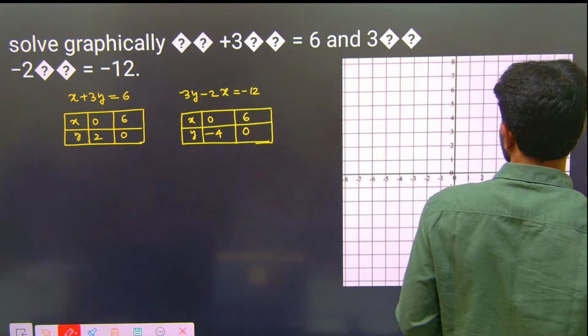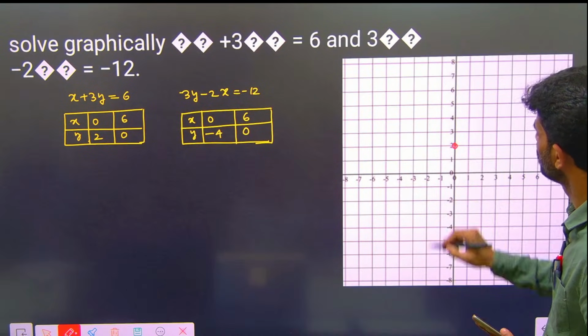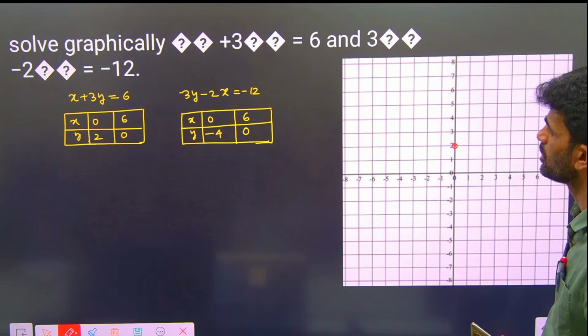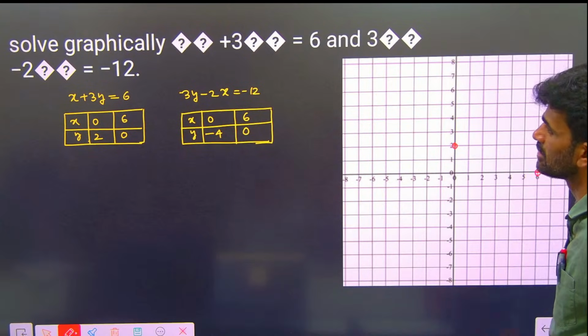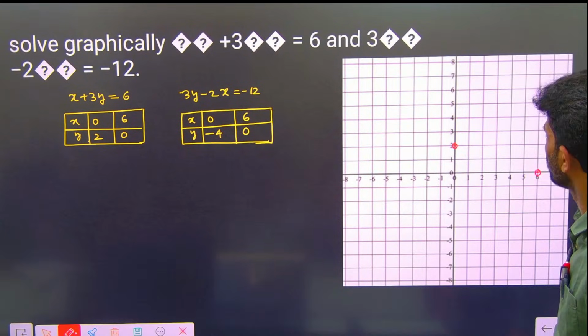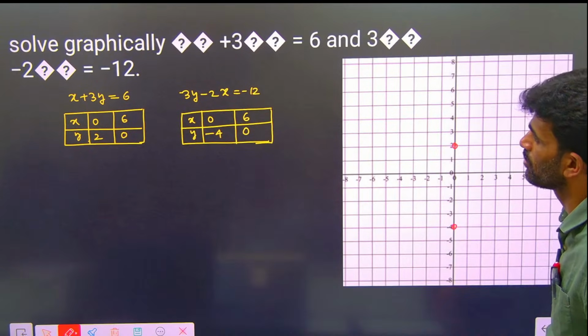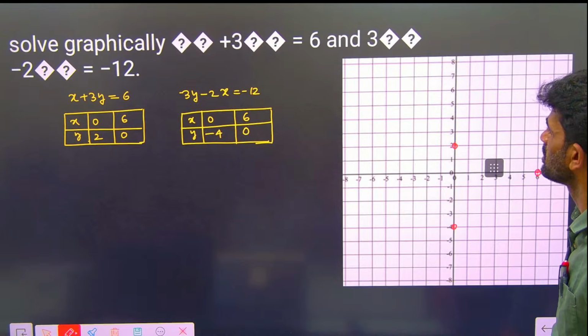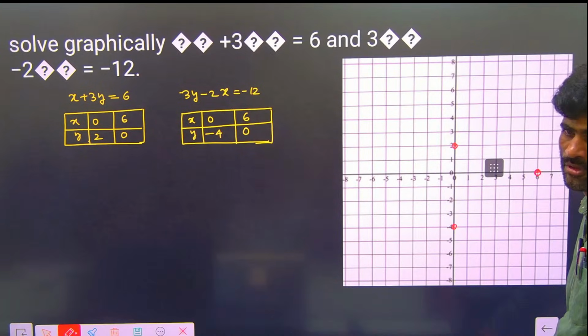0 comma 2, where does it lie? On the y-axis at 2. 6 comma 0 on the x-axis at 6. 0 comma minus 4 on the y-axis at minus 4. 6 comma 0 again the same. So that means what? That is the only point of intersection.